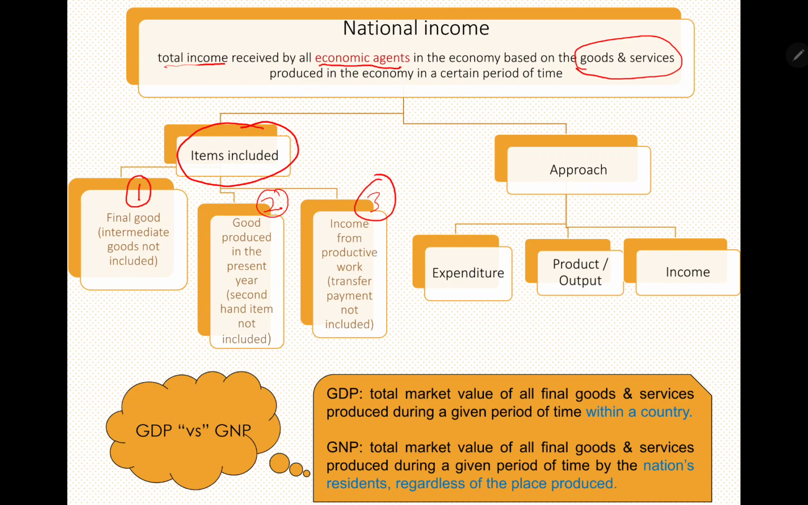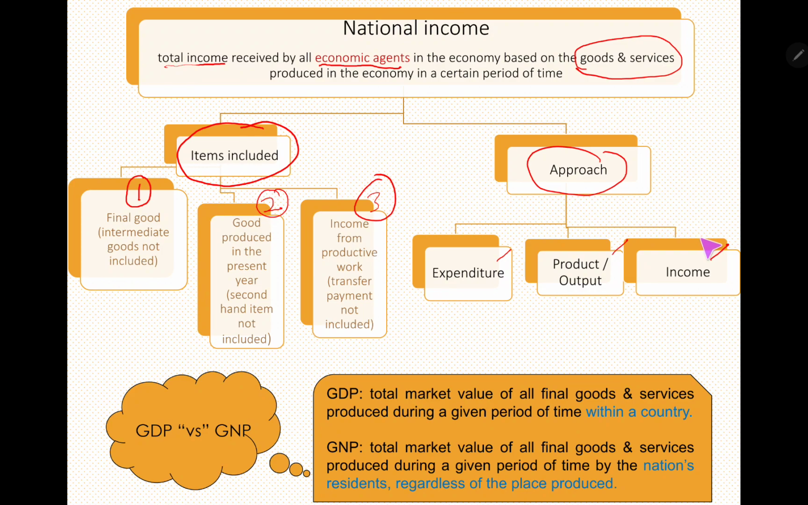So to calculate national income, we have 3 approaches, which are the expenditure, the product, and the income approach. The expenditure approach counts all expenditure made in the economy. The product approach calculates the value of the goods produced in the economy, while the income approach calculates all income received by economic agents based on the factors of production.